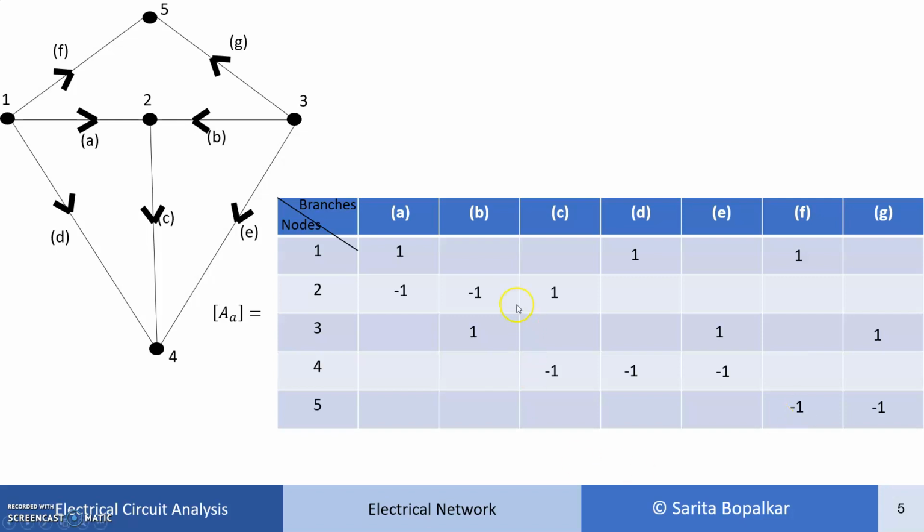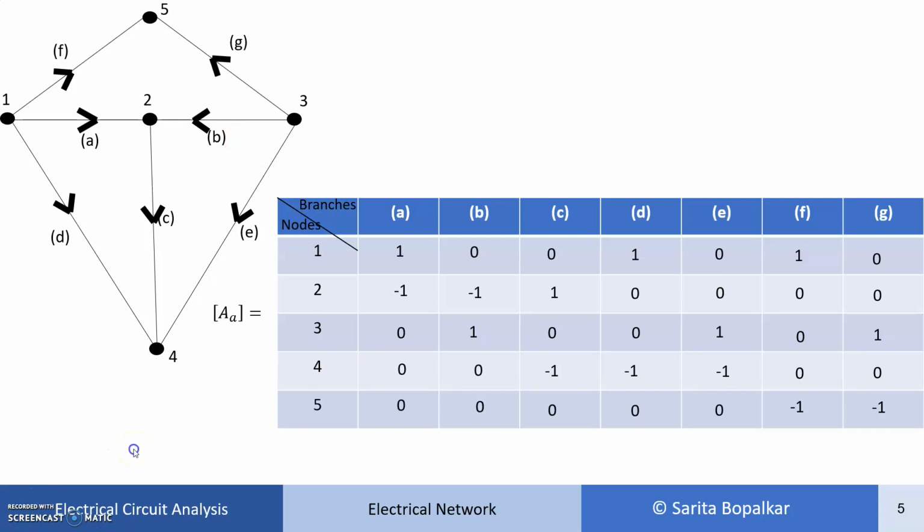So remember, each branch has 2 nodes, so for each column it can be either 1 and -1, and all other elements should be 0 because these branches don't incident at these nodes. That's why we are making other elements 0. So it is very easy to write the incident matrix for this particular graph or any graph. The incident matrix tells us which branch is incident at which node.